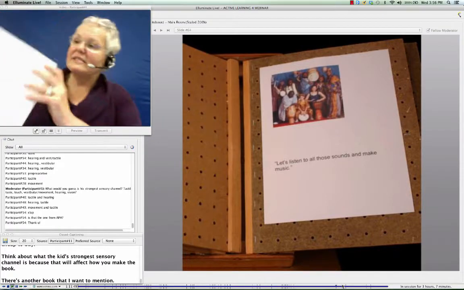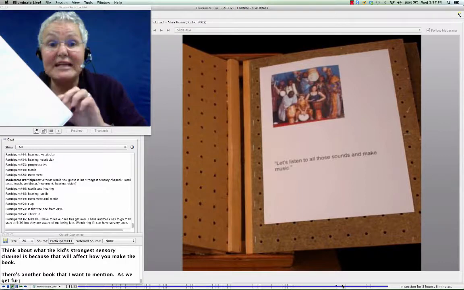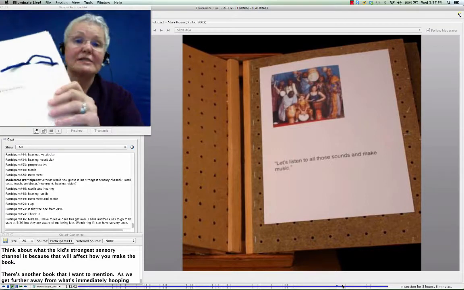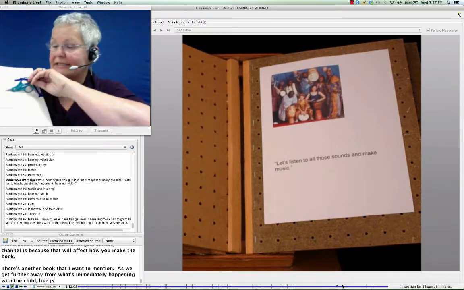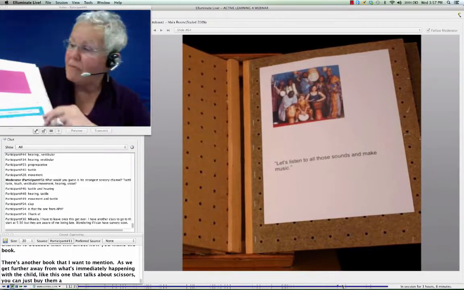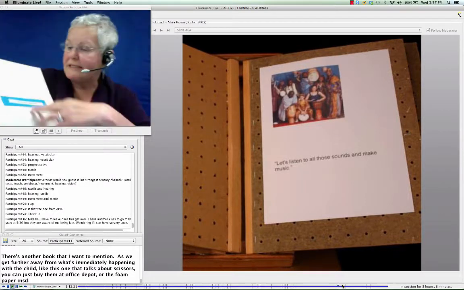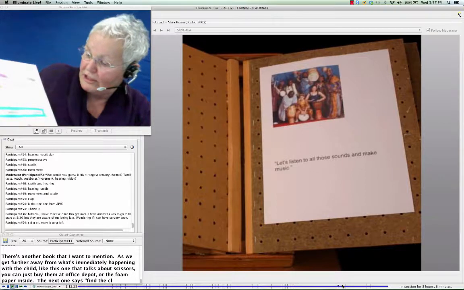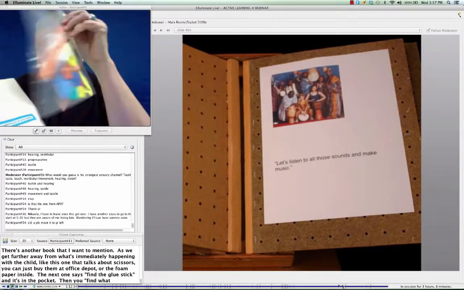And so this book, as we talked about getting further away from what's just immediately happening to the child, we will eventually get to things that are happening or that a child can do. It could be an art experience book. So this one says, find the scissors, and the scissors is here inside a pocket. You can just buy these at Office Depot or whatever. And then find the foam paper, so the child pulls out the foam paper. Next one is find the glue stick, and the glue stick is in here in the pocket. And then find what you want to put on your paper. So then the child has all these different things they can select to put on their paper.